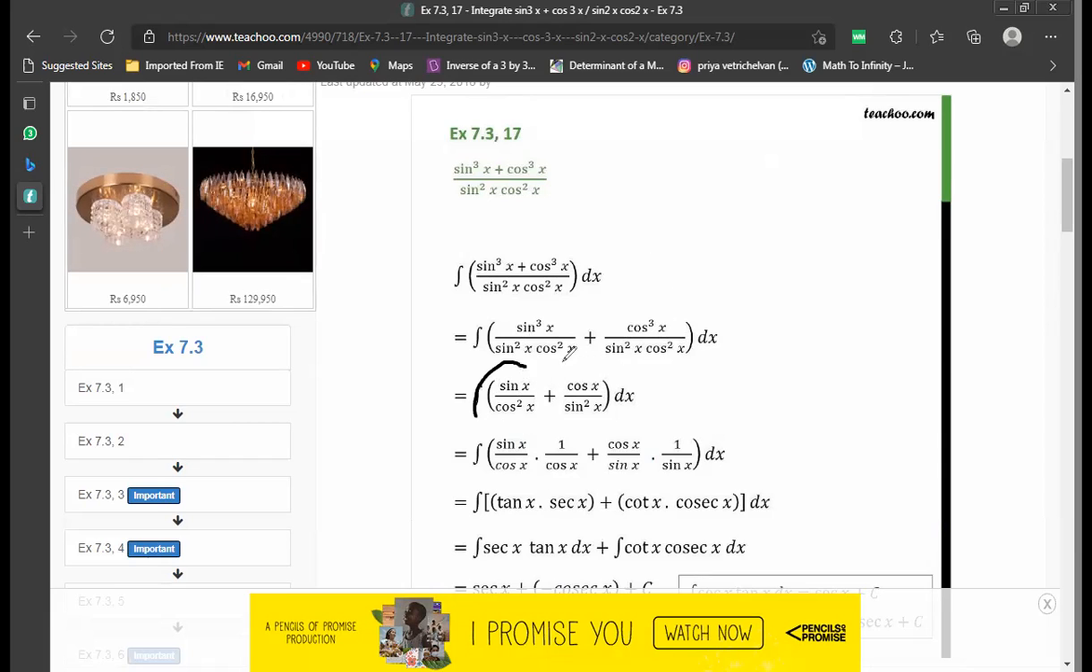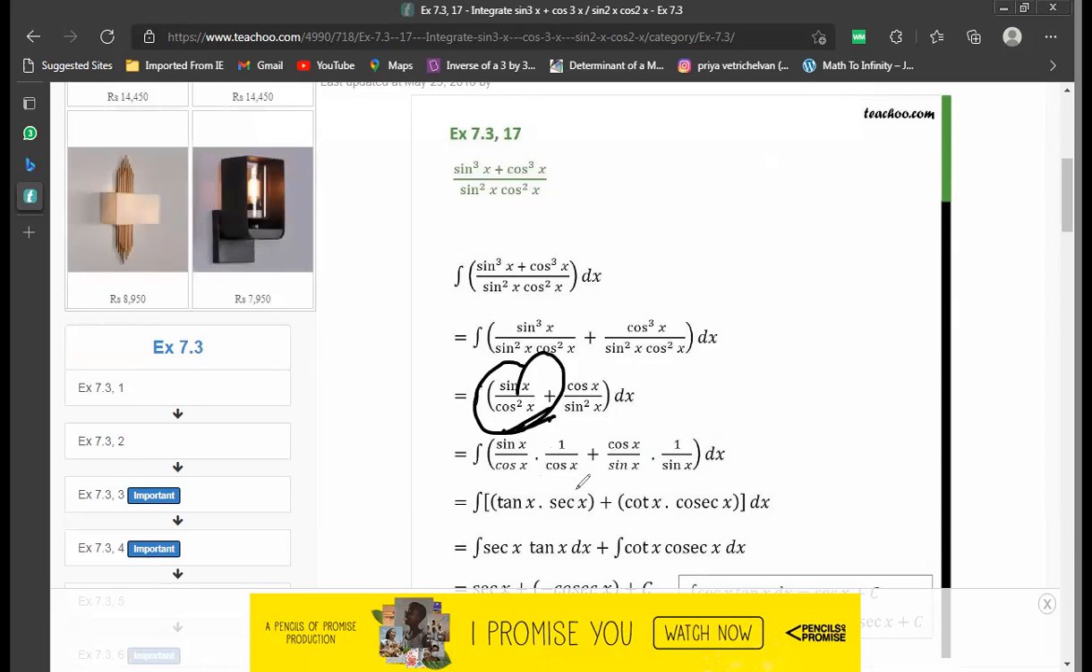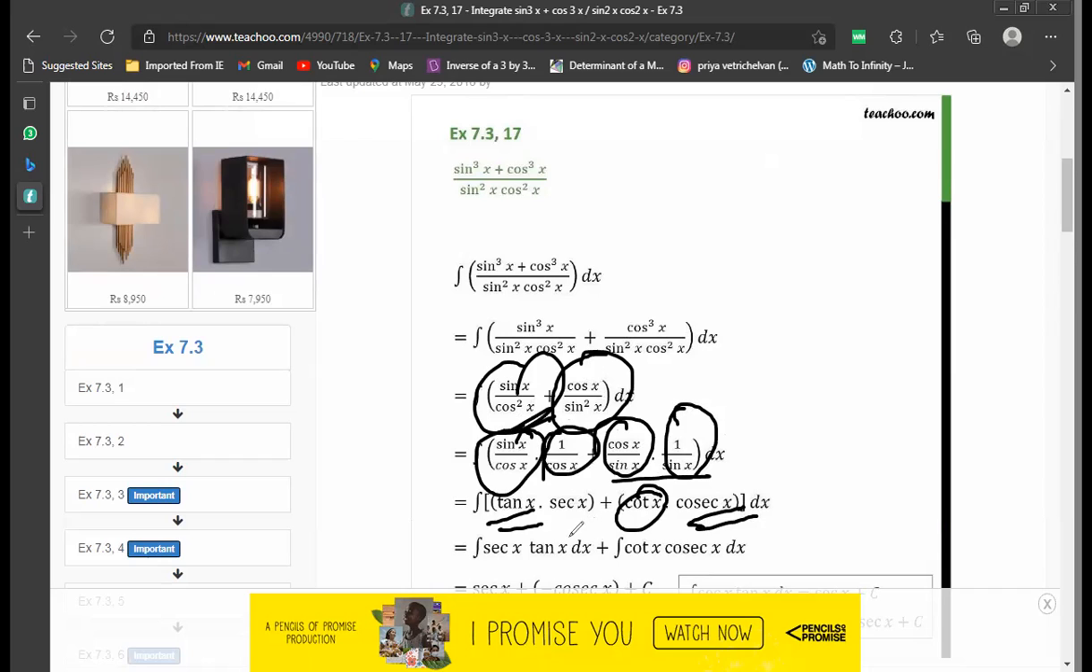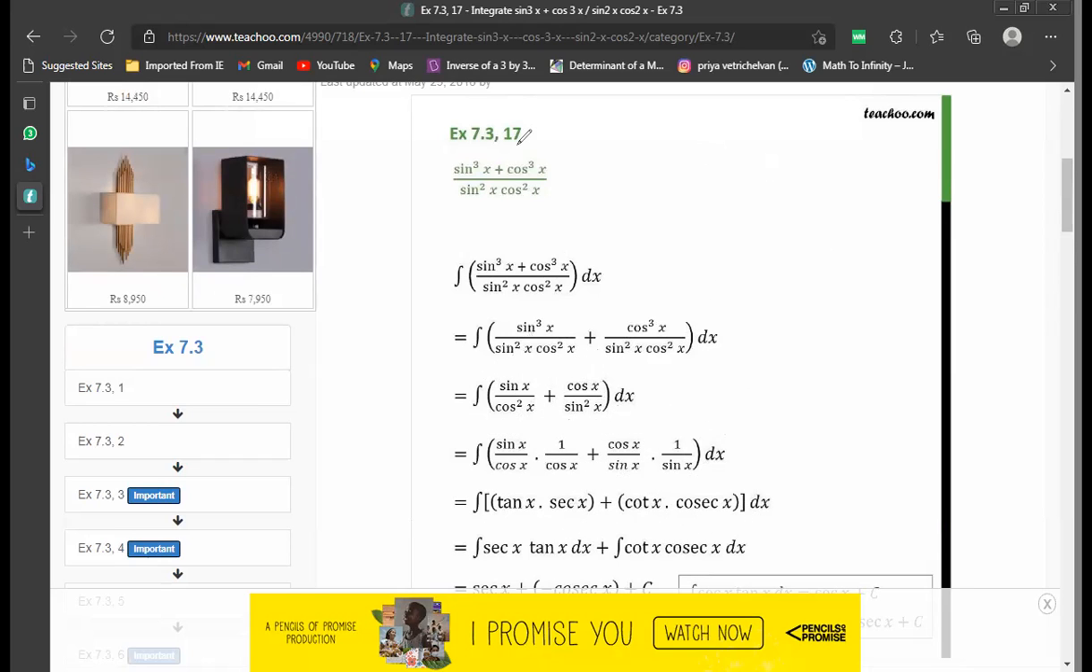And again, this cos square x can be expressed as cos into cos. Sin by cos can be written as tan. Similarly, this cos upon sin square x can be written as cos upon sin into 1 upon sin. Cos upon sin can be written as cot theta, and 1 upon sin x can be written as cosecant theta. And 1 upon cos x is nothing but secant.